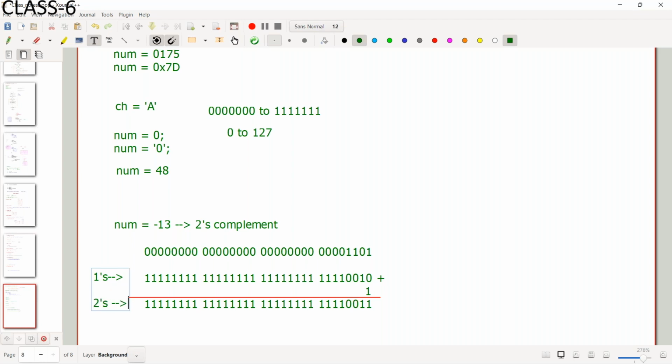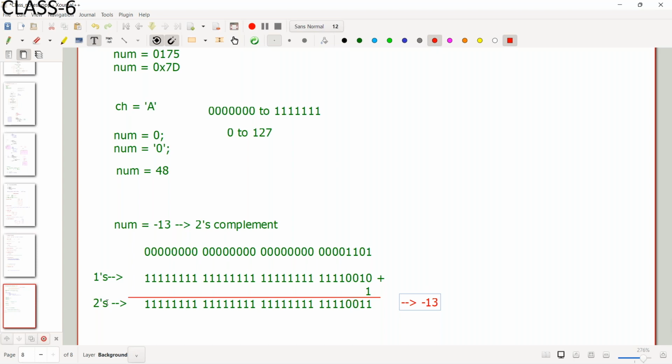This is negative 13, getting stored as the 2's complement. So this is how negative 13 will be stored inside the memory.